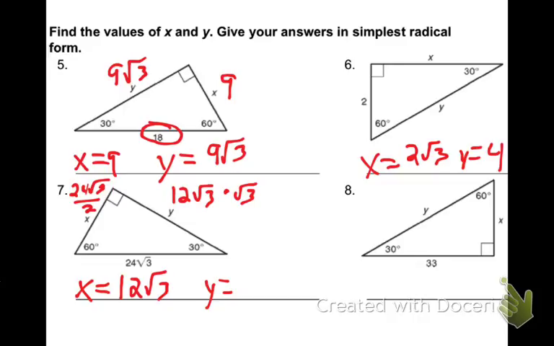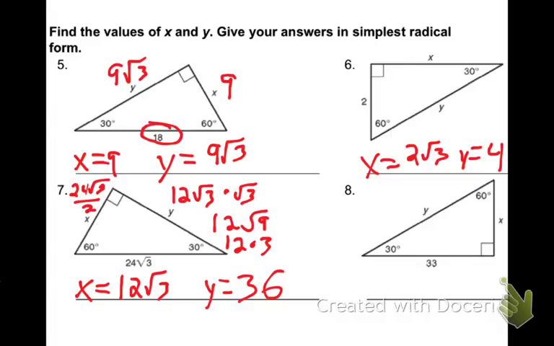So then, what's 3 times 3? 9. So this is really 12 square root of 9. But what is the square root of 9? I get 12 times 3, which is y is 36 there. Okay? Y is 36. And again, I can associate all of those back to that square root of 3 rule.